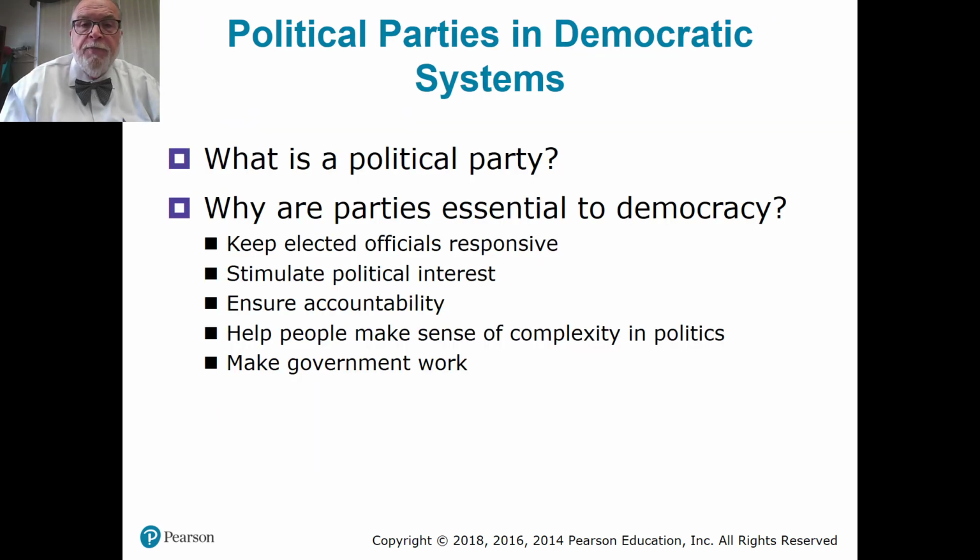It's very interesting. Political parties in a democratic society, and what are they? Well, a political party is basically an organized group that helps keep elected officials responsive. Their main job is to get people elected, but also keep them responsive. They stimulate political interest on issues, hold people accountable, help people make sense of the complexity of the many issues in politics, and frankly, make government work, get it done.